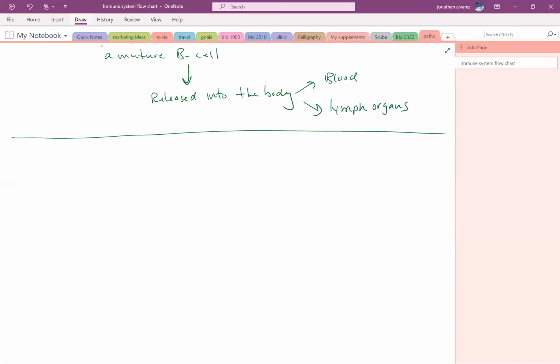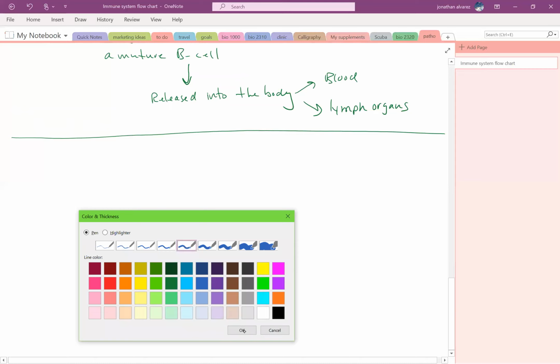Just for fun, I'm going to change colors.